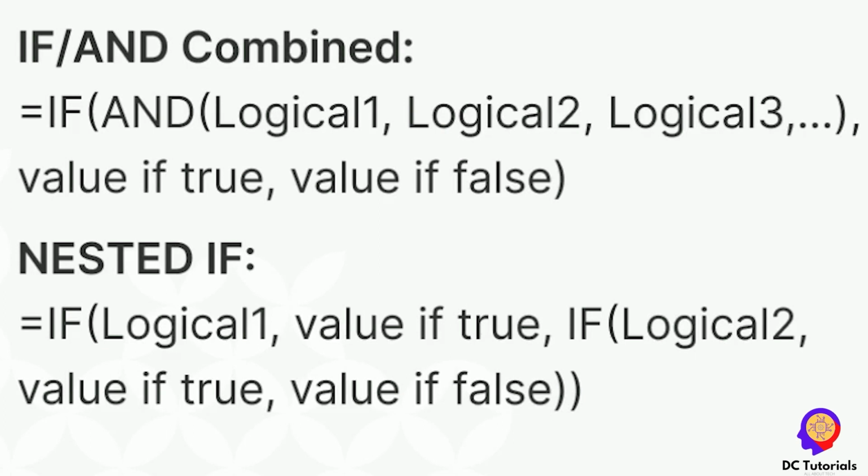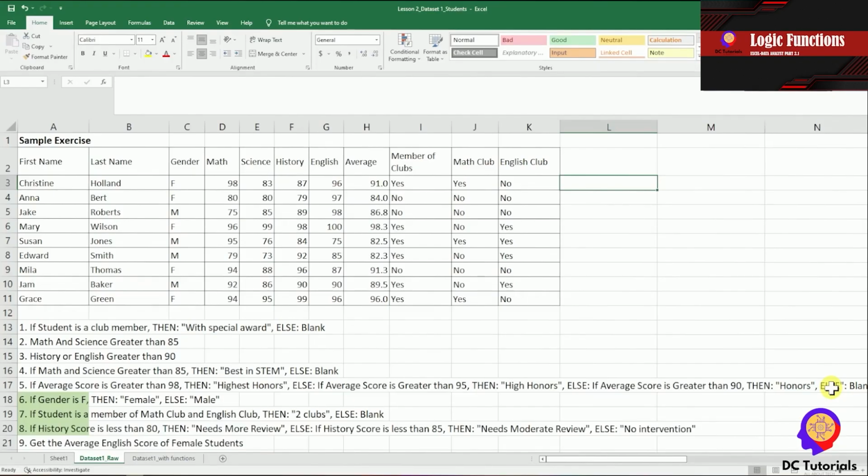For example, if I say, if it will rain later and I will work late, then I will be stuck in traffic. Otherwise, I will not be stuck in traffic. Okay, let's try this in Excel. To write an IF AND statement in Excel, you have to first establish your AND condition. So let's try. If math and science are both greater than 85, then we will write best in STEM. Otherwise, we will write blank.